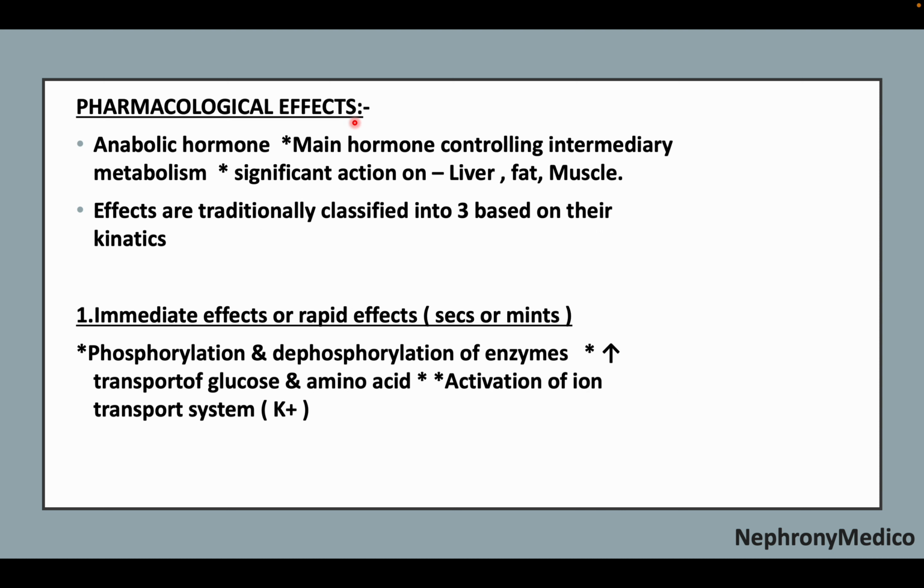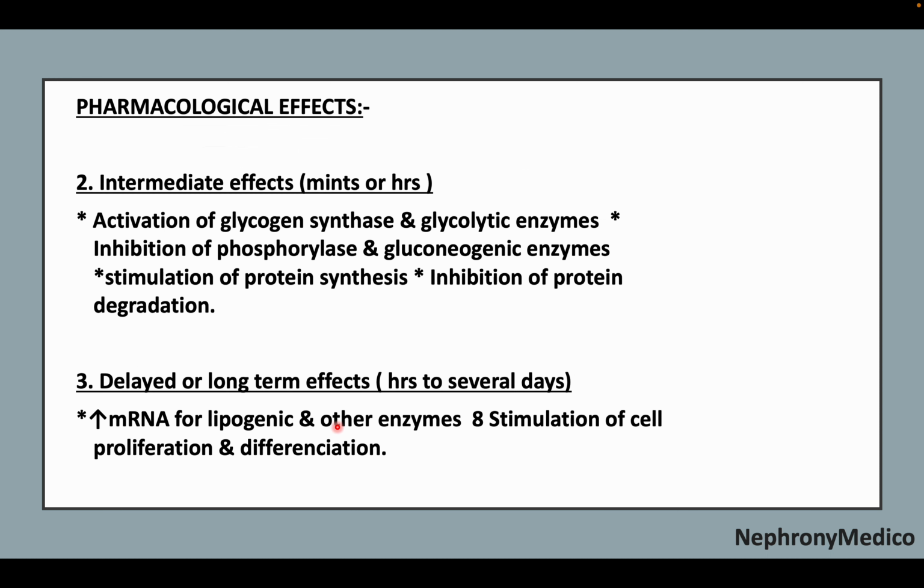Now, pharmacological effects. It is an anabolic hormone which controls intermediary metabolism. The effects are traditionally classified into 3 based on their kinetics. First, immediate effects are rapid effects. Phosphorylation and dephosphorylation of the enzymes leading to increased transport of glucose and amino acids and activation of the ion transport system. The intermediate effects include activation of glycogen synthase and glycolytic enzymes, inhibition of phosphorylase and gluconeogenic enzymes, stimulation of protein synthesis, and inhibition of protein degradation.